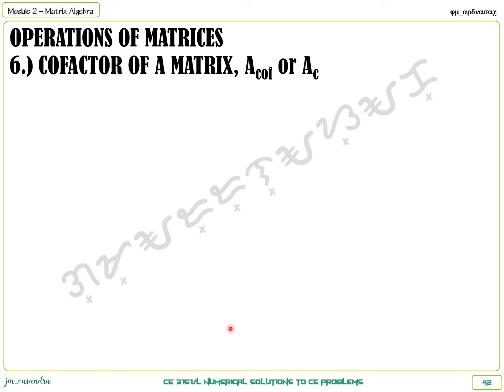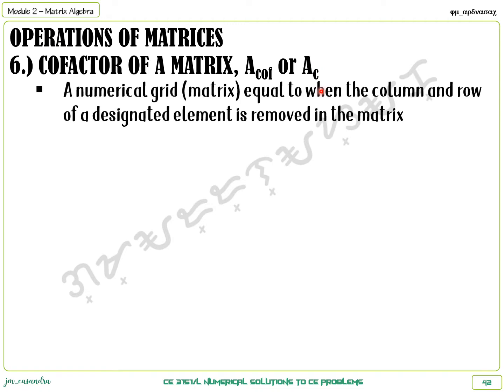The cofactor of a matrix is denoted as the name of the matrix with the subscript cof or simply subscript c. The cofactor of a matrix is simply a numerical grid that is equal to the value when the column and row of a designated or chosen element is removed in that matrix.